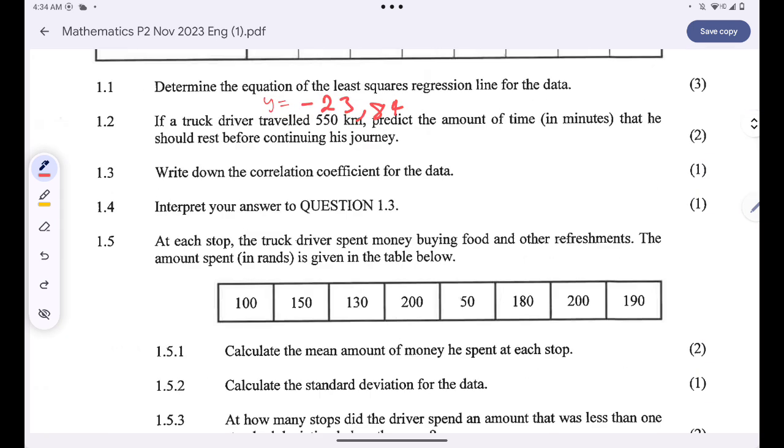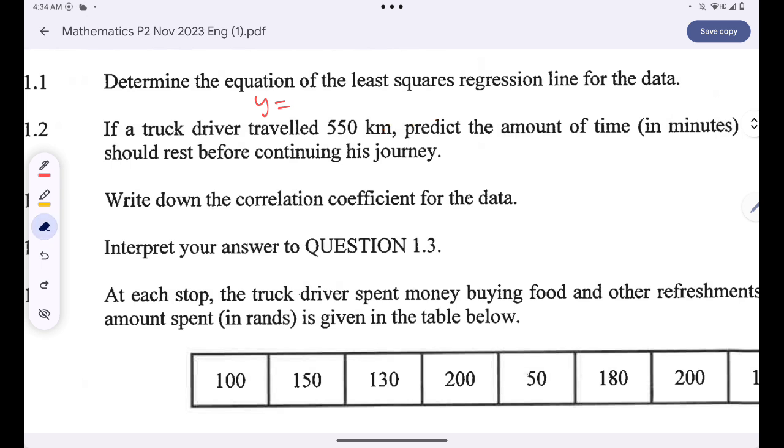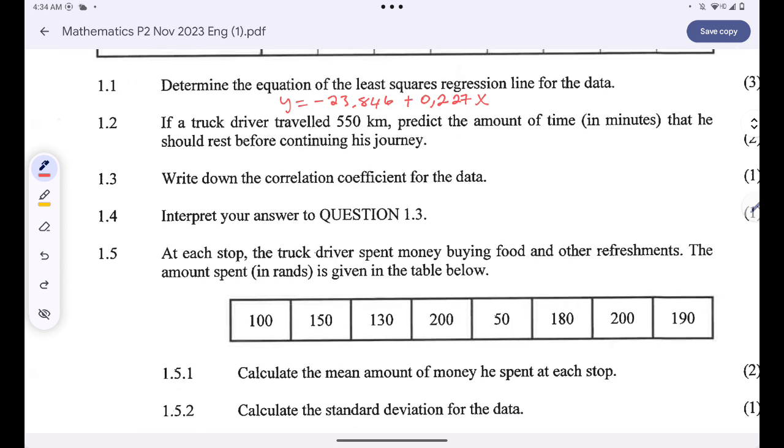23.846. Okay, and then let me go and find b. I'll just press AC again, shift 1, 5, and then 2. b is 0.227. So the equation is y = -23.846 + 0.227x. This is the equation of least squares regression, guys.